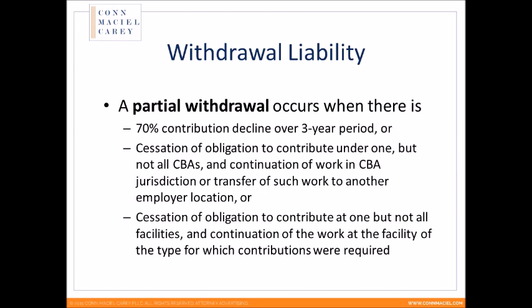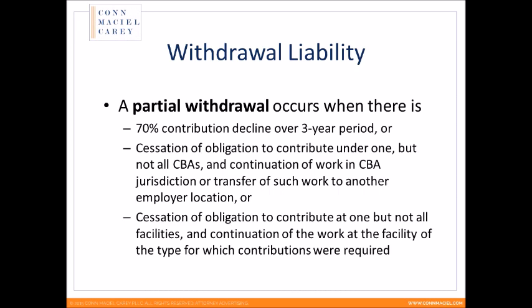Partial withdrawal happens in one of three ways. Generally, where there's a 70% decline in contributions over a 3-year period that's sustained for all 3 of those years, then that can trigger a partial withdrawal. And there's a little formula that goes with that, which I won't bore you with, but just know that if you're experiencing a significant decrease in work that's performed for which you have an obligation to contribute, and that occurs over 3 years, looking back, then you can, maybe without even knowing it at the time, incur a partial withdrawal. There's 2 other ways.